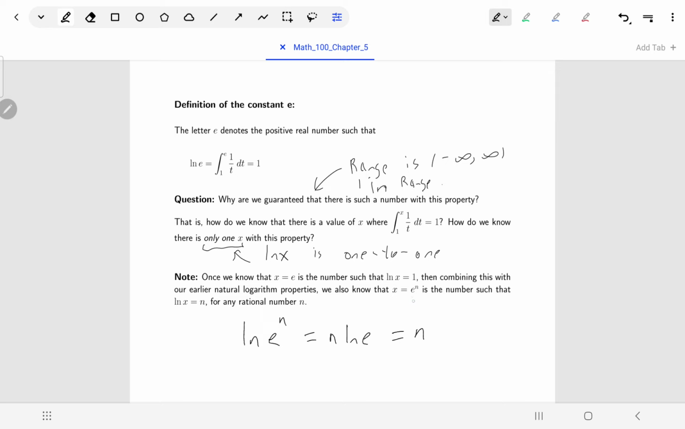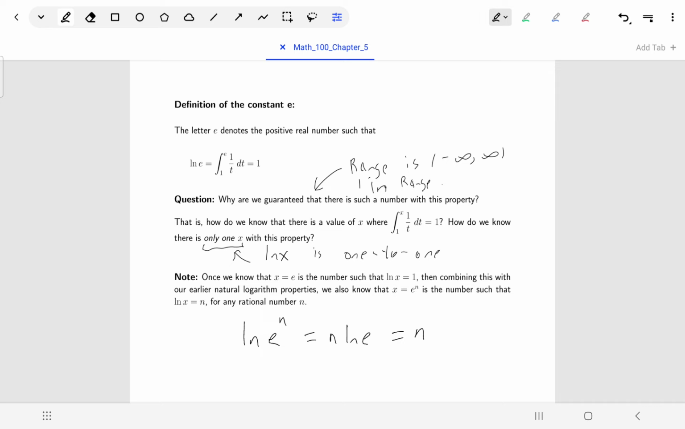the number that will solve our natural log of x equals n. In other words, where is natural log of x equal to n? Well, that would be e to the n. So now we'll be able to solve log equations if we want to, even though we haven't officially shown that e is 2.71828 or anything of the sort.